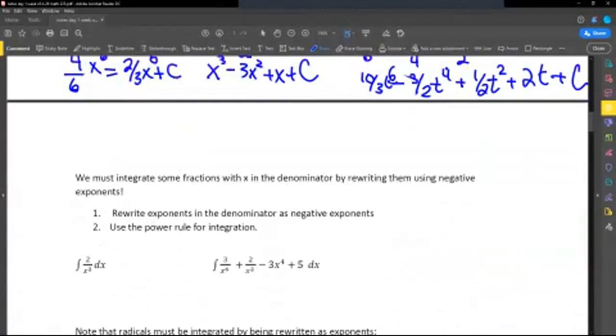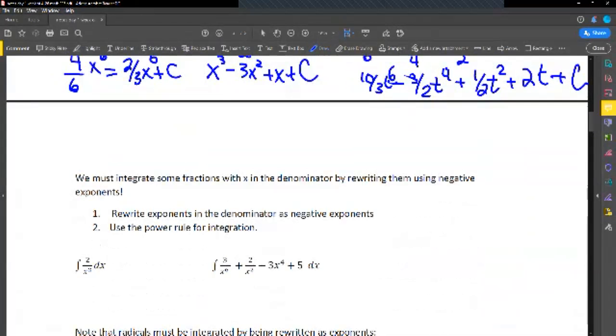All right, so there are some fractions that are going to have x's in the denominator and only x's. When you have x's in the denominator, if you only have one x term, you're going to rewrite it with a negative power. So remember, if it's on the bottom, first you have to rewrite it. So I'm going to rewrite this as the integral of 2 times x to the negative 2. All right, so that's how I rewrite it.